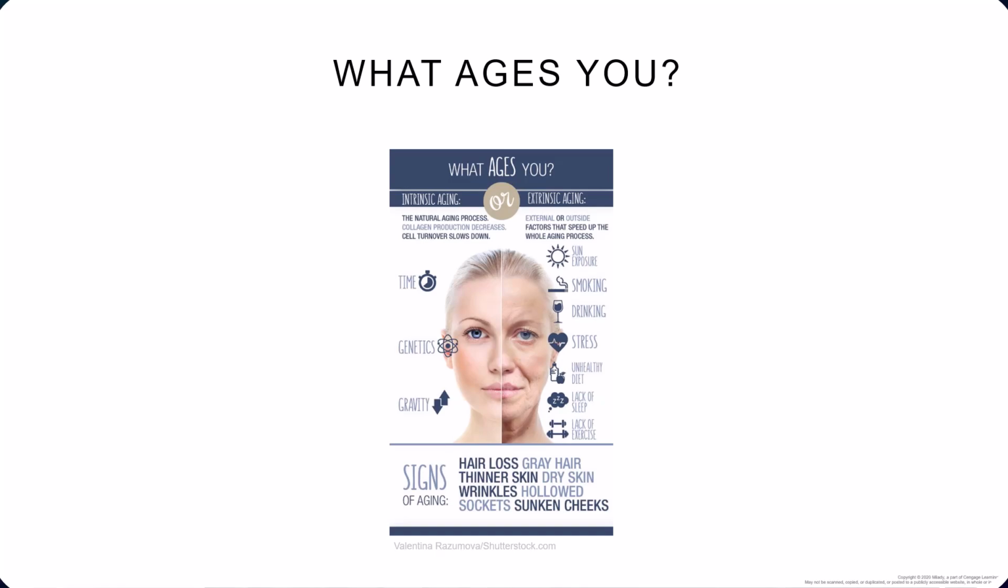Extrinsic aging are the things that we have a little bit more control over. So external or outside factors that speed up the whole aging process. Factors would be sun exposure, smoking, drinking, stress, unhealthy diet, lack of sleep, and also lack of exercise. Signs of aging would be hair loss, gray hair, thinner skin, dry skin, wrinkles, hollowed sockets, and sunken cheeks.